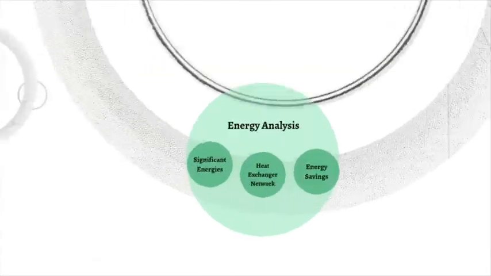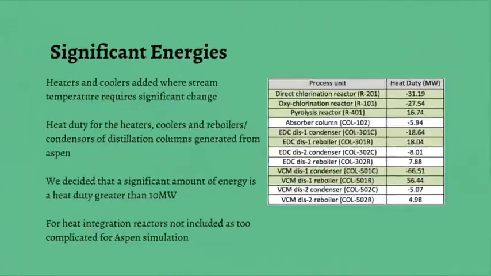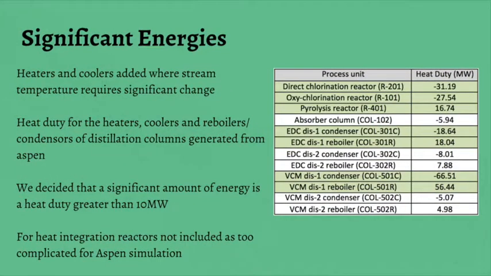Within energy analysis, heaters and coolers were added to the original Aspen simulation in places where the stream's temperatures required a significant change. Aspen then generated the heat duty for these heaters, coolers, reboilers and condensers of the distillation columns. For the method of choosing what is a significant amount of energy, we have decided that heat duty greater than 10 megawatts should be considered. From the table, the direct oxychlorination and pyrolysis reactors, as well as the first EDC and VCM distillation columns, show significant heat duties.